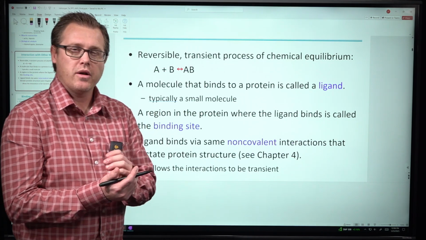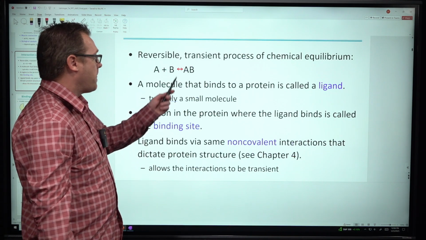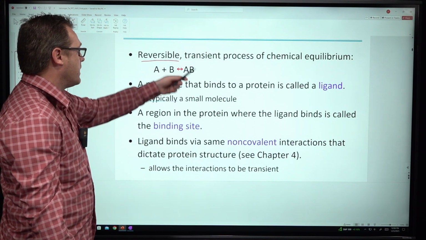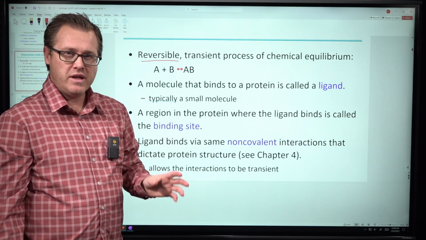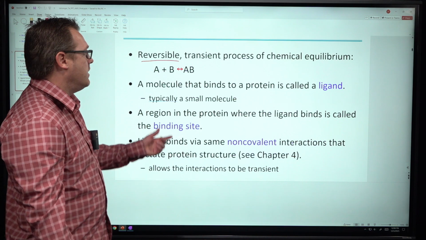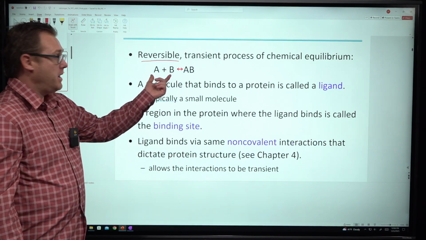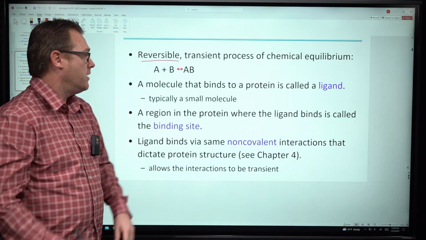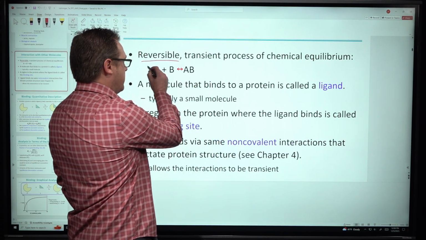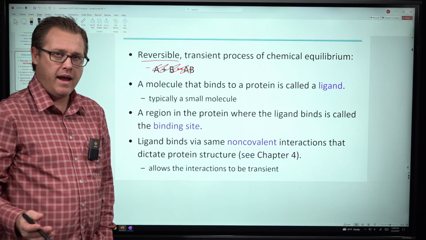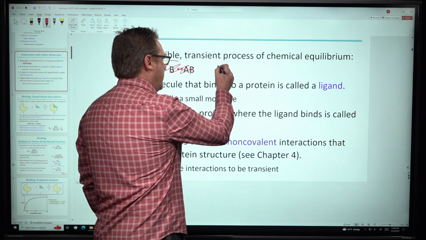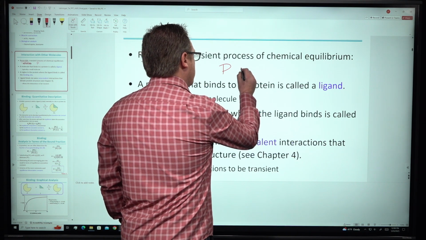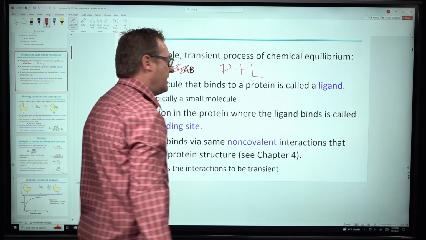So in this video, we are going to discuss equilibrium, a reversible equilibrium process, with regards to proteins and small molecules. At equilibrium, we have A plus B. They're separate and distinct species, but then they can come together. Instead of looking at this equation in that way, we're going to look at it in terms of proteins. So P for protein plus the L for a ligand.